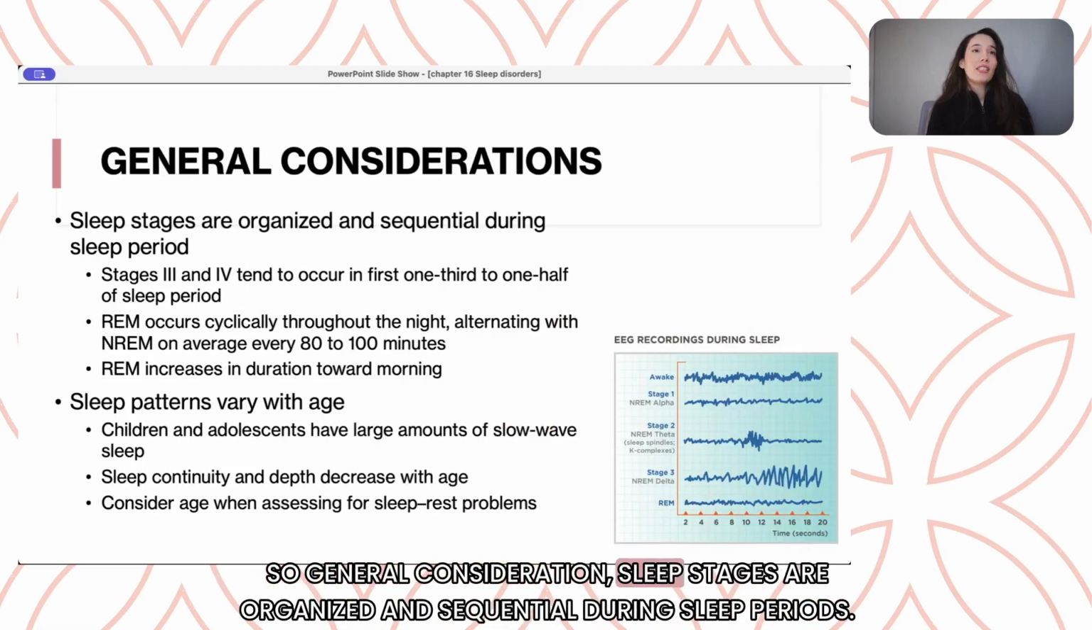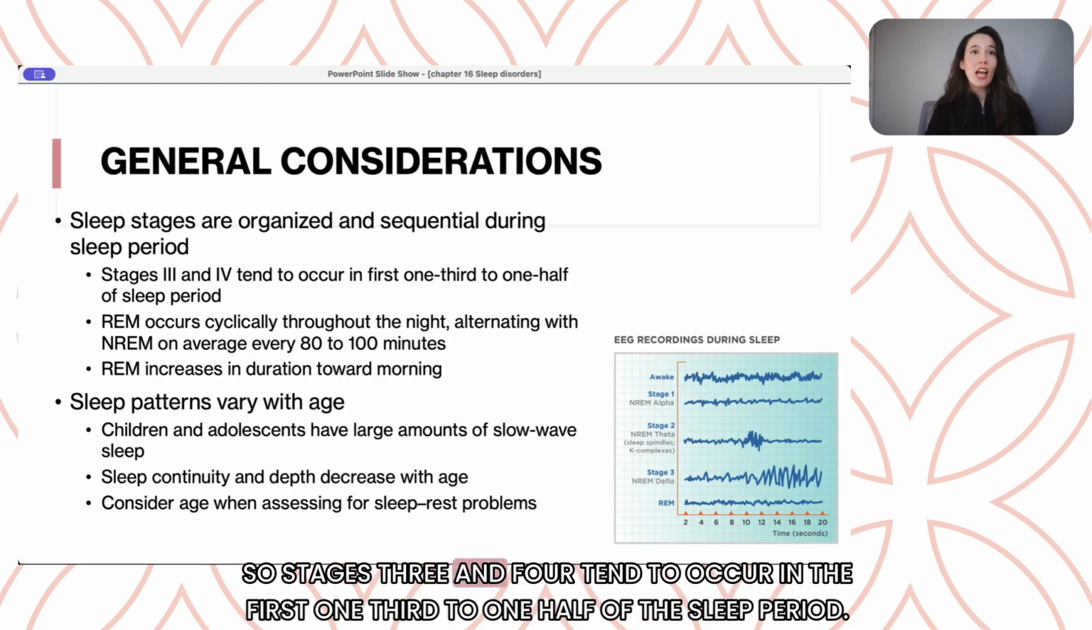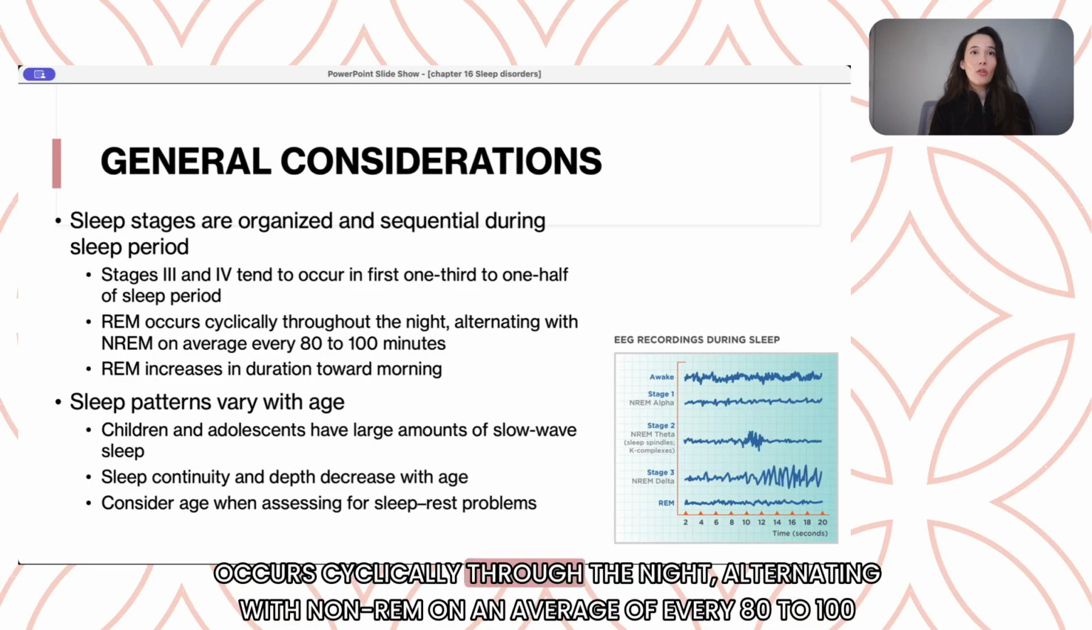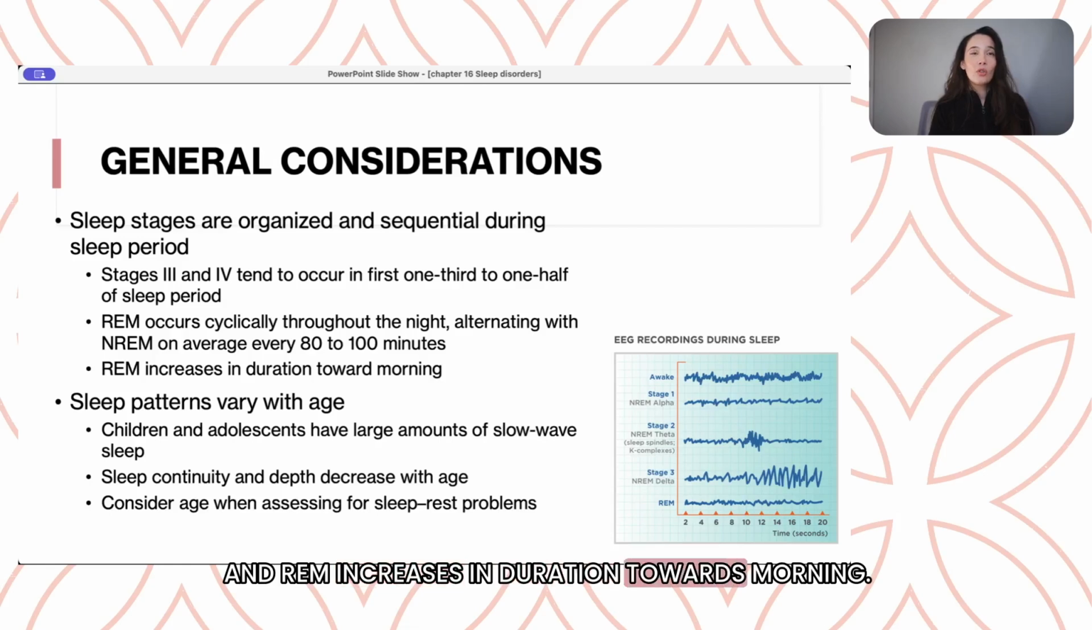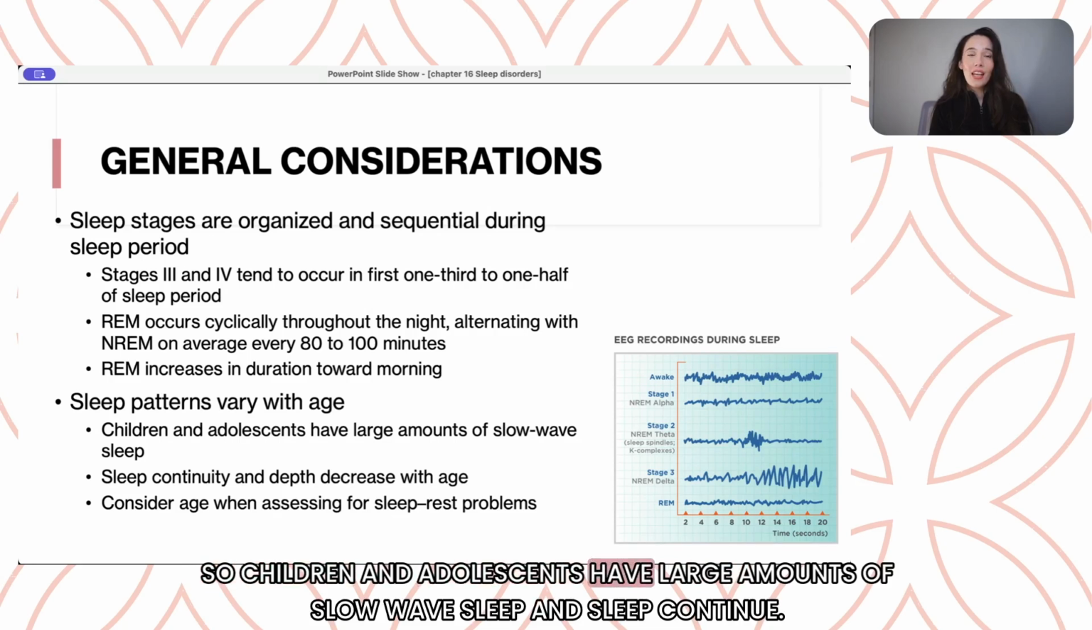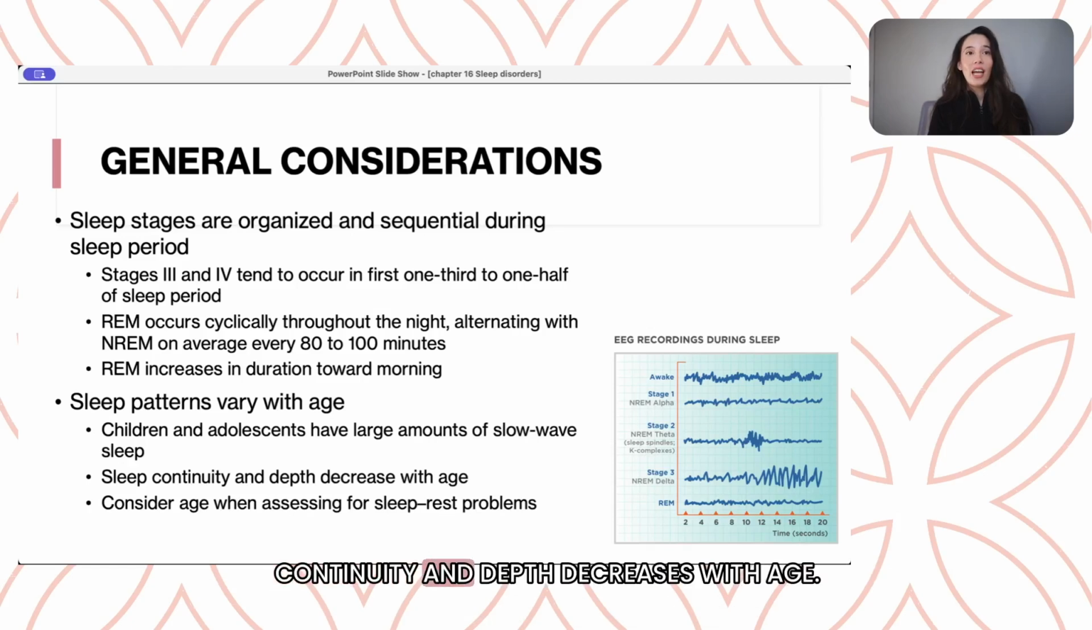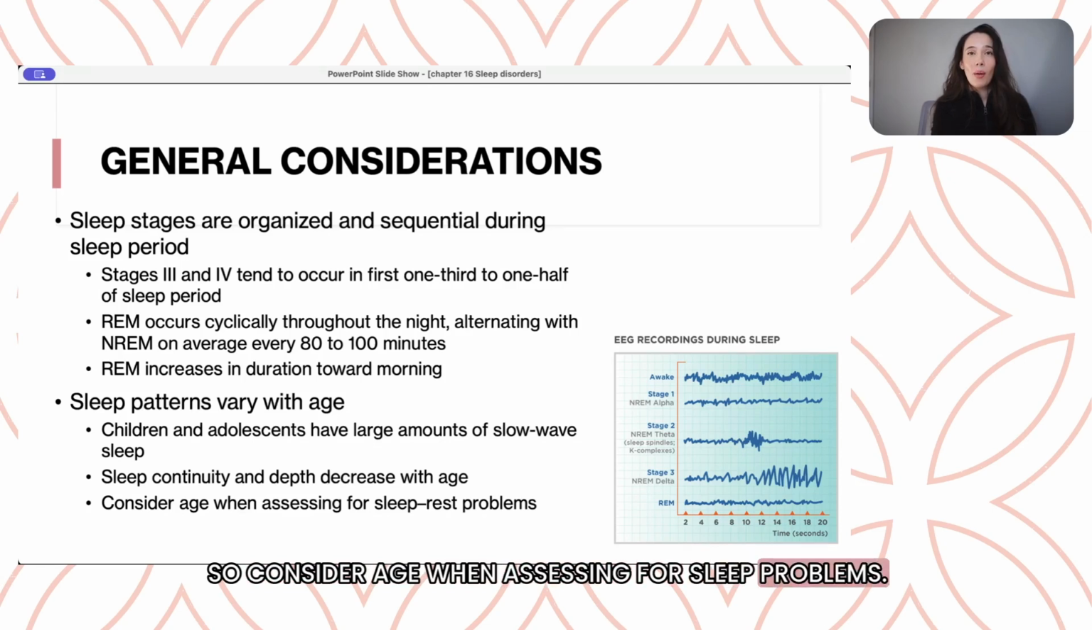So general considerations: sleep stages are organized and sequential during sleep periods. So stages 3 and 4 tend to occur in the first 1/3 to 1/2 of the sleep period. REM occurs cyclically through the night, alternating with non-REM on an average of every 80 to 100 minutes, and REM increases in duration towards morning. Sleep patterns vary with age, so children and adolescents have large amounts of slow wave sleep, and sleep continuity and depth decreases with age, so consider age when assessing for sleep problems.